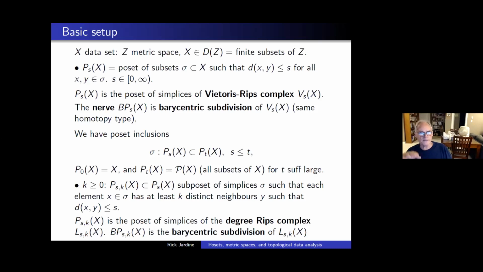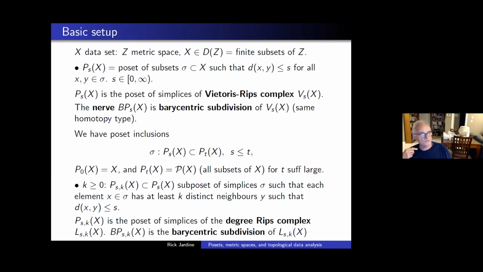And if K increases, that's more conditions imposed, and so there's an inclusion of degree-Rips complexes corresponding to varying the so-called density parameter K. So there are two parameters involved in these degree-Rips complexes, both the distance parameter S and the density parameter K. So that poset PS of K is a poset of simplices, the so-called degree-Rips complex, the way you usually see it in the literature. And the notation for that is LSKX.